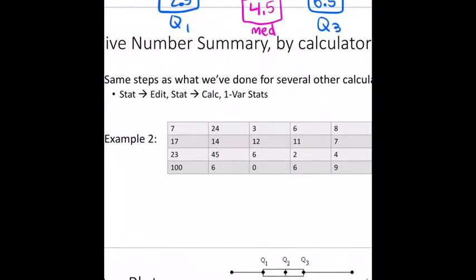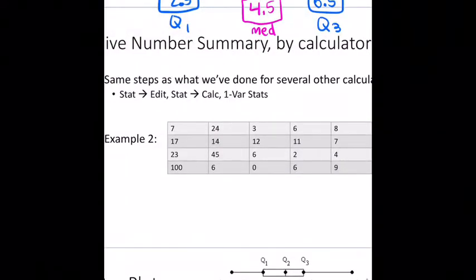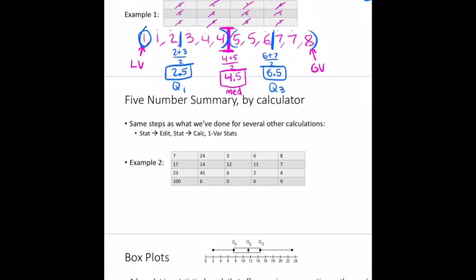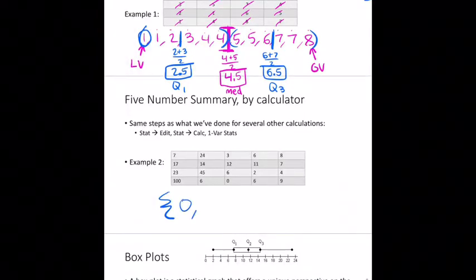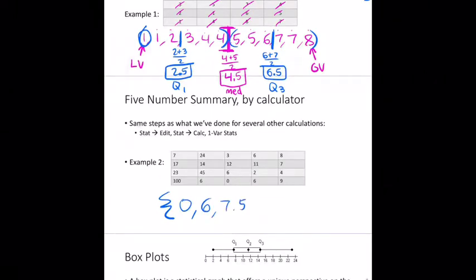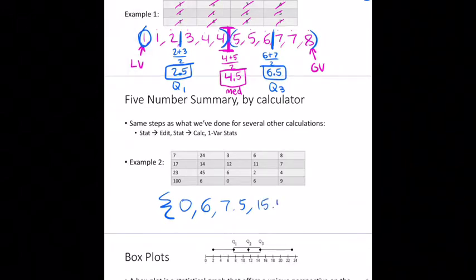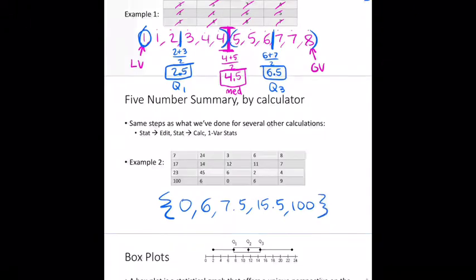If I come back up here, I'm just going to look at that list on my calculator, and that tells me that the min was 0, the Q1 was 6, the median was 7.5, the Q3 was 15.5, and the maximum was 100. And there's your 5-number summary. Really easy from the calculator.